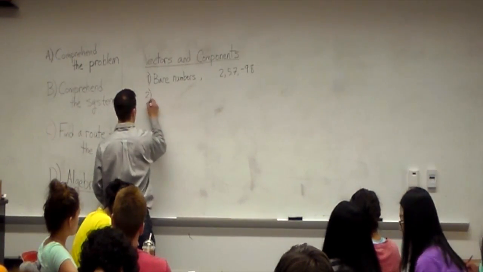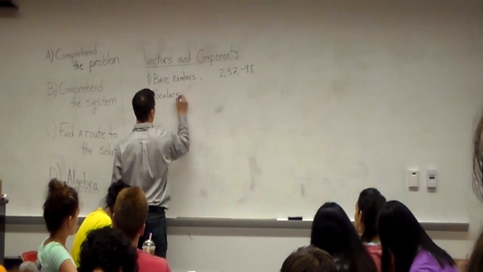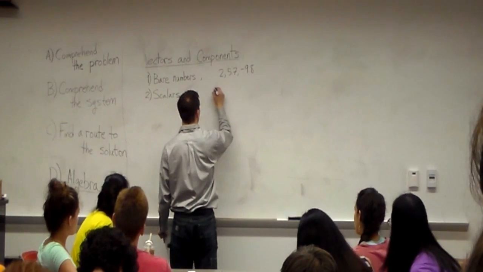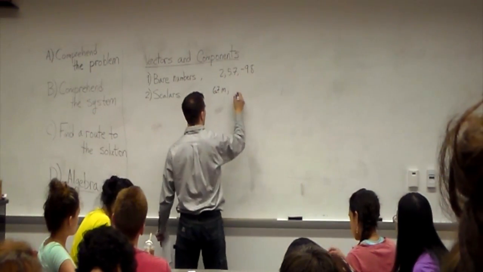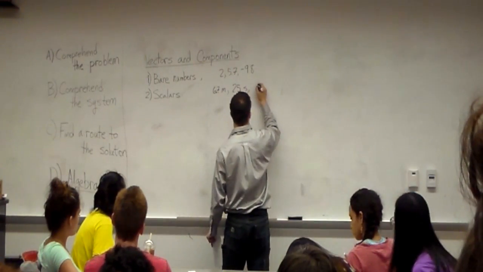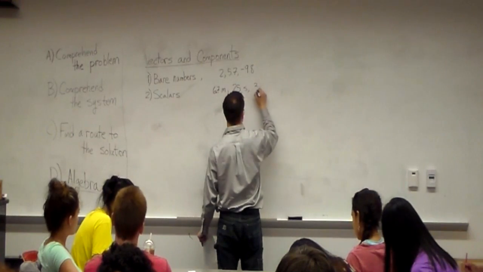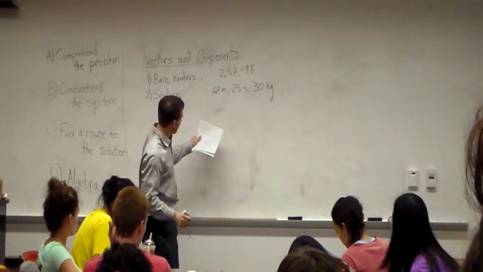You also had scalar quantities, scalars, which include 6.7 meters, 25 seconds, or 30 kilograms. These are bare numbers with units attached.